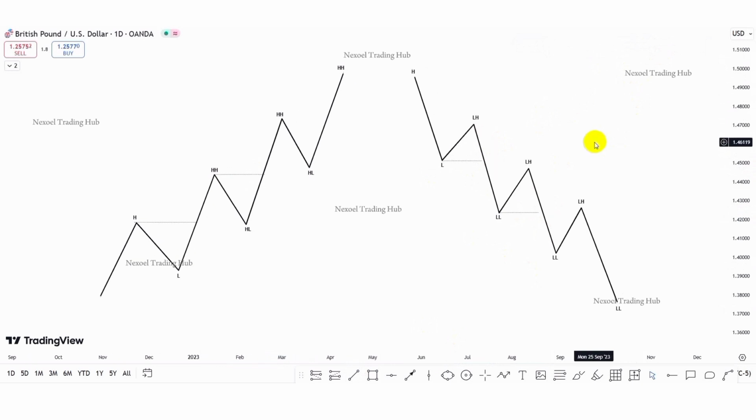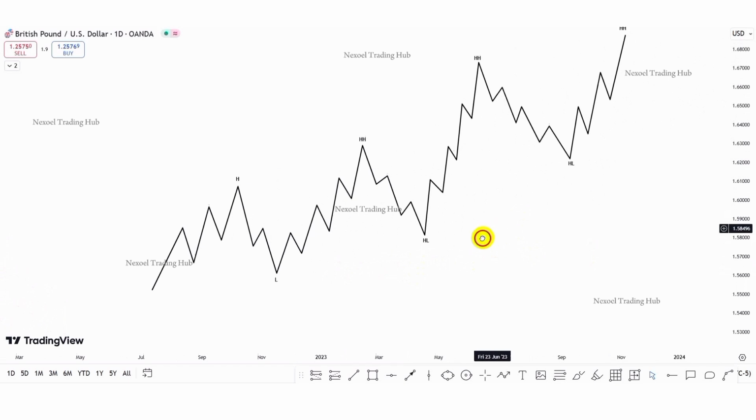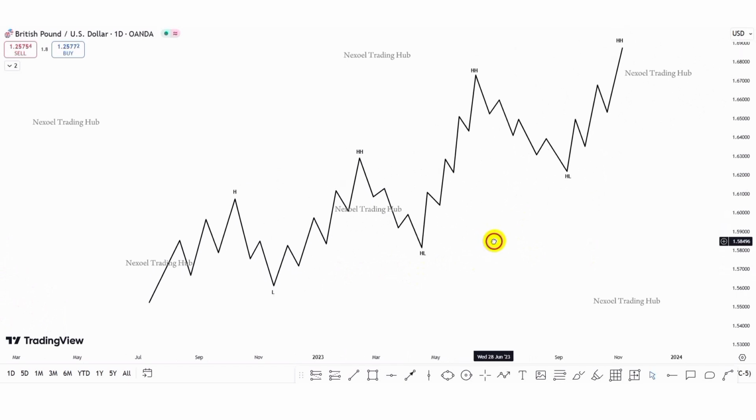This is basic structure mapping. I'm just trying to give the basics before we go into the institutional mapping process. The previous example I used shows price trending in a straight form, but the market doesn't move that way. It moves in waves. We don't just have the market trading up, down, up, down. We see structure within structure.